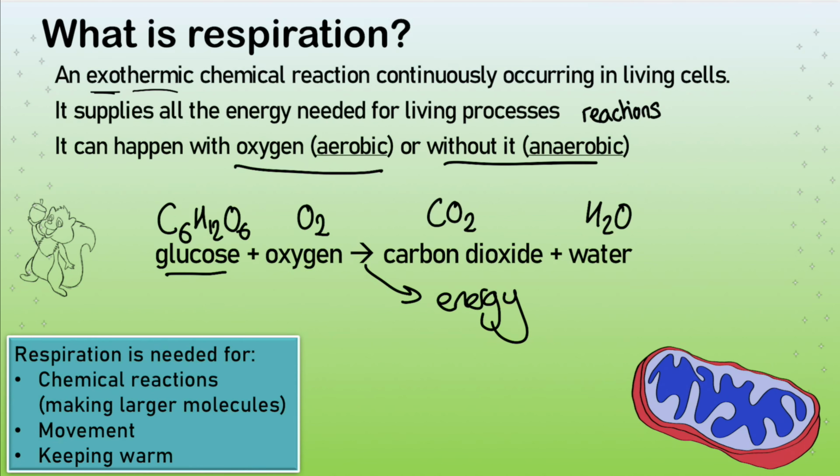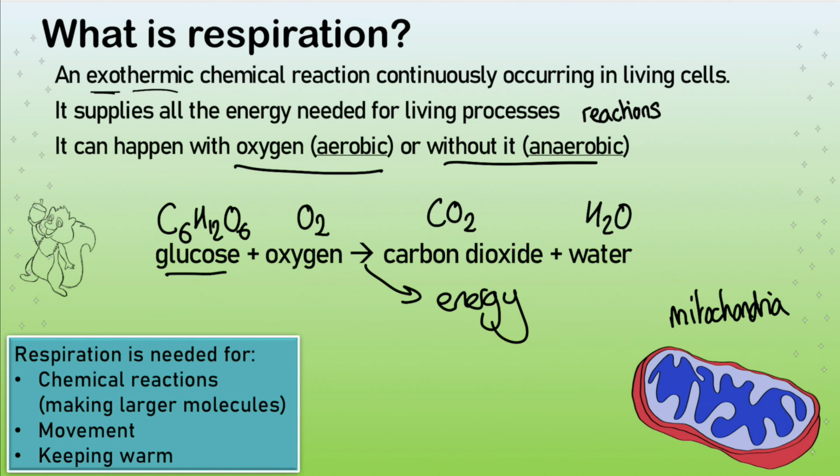And this process of aerobic respiration happens in the mitochondria. And the mitochondria are found in all of our cells, especially the ones that need to do more aerobic respiration, like those that might be in muscles or those that do a lot of active transport.